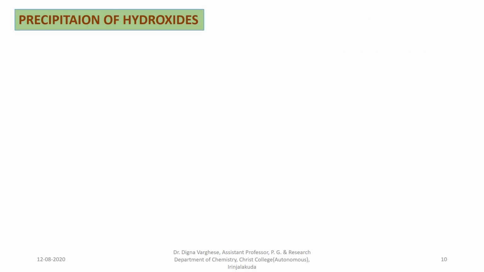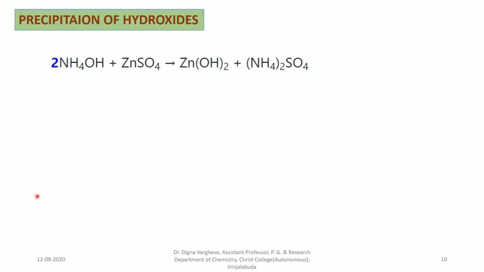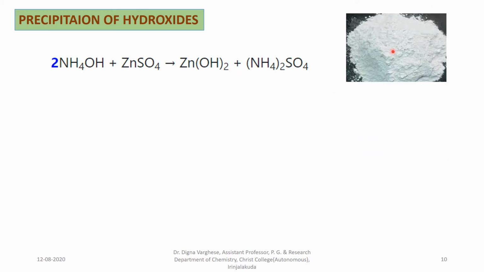Precipitation of hydroxide. We know ammonia is a weak base, so ammonia precipitates the hydroxides of many metals from their salt solution. For example, zinc sulfate treated with ammonium hydroxide will give zinc hydroxide and ammonium sulfate. Zinc hydroxide is a white precipitate.